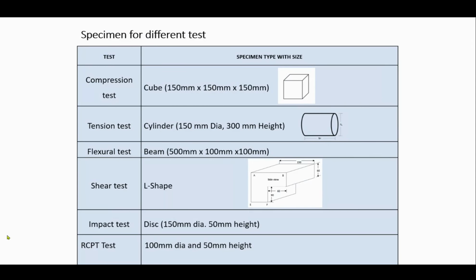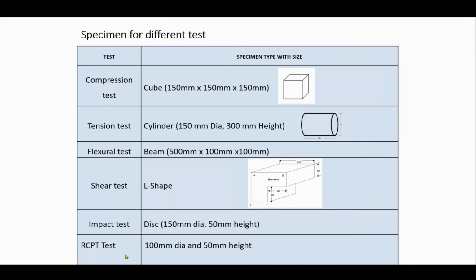Our concrete should pass the compression test, tension test, flexural test, shear test, impact test, RCPT test, and durability aspects. Why? Because if I prepare concrete and it is good in only one thing, but not suitable for other criteria, then the concrete has failed. Only one parameter is good. Simple, I am just giving an example, and you can take it lightly.